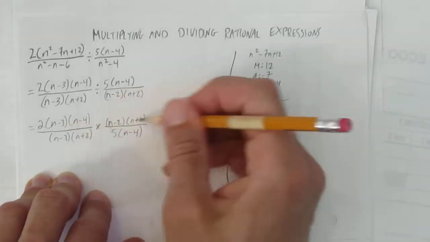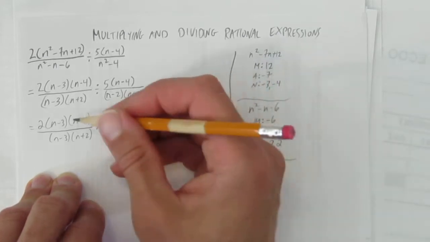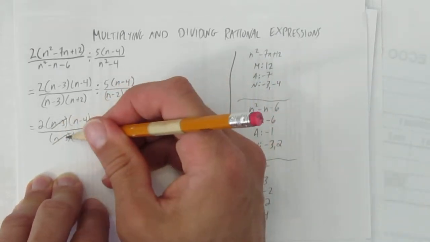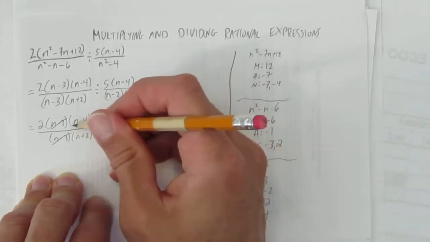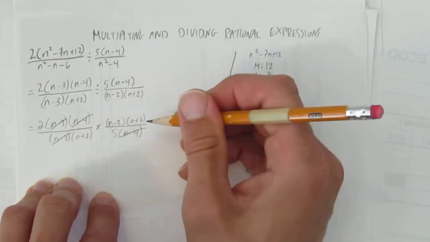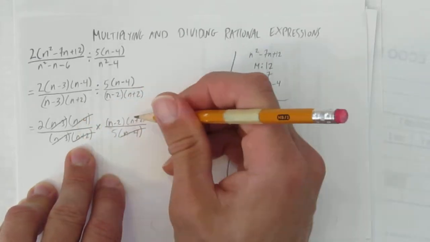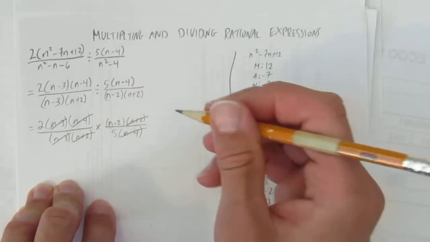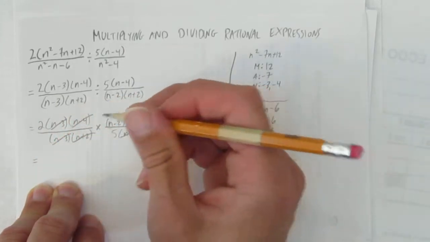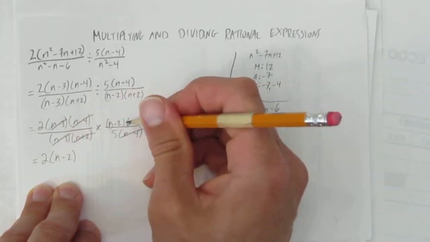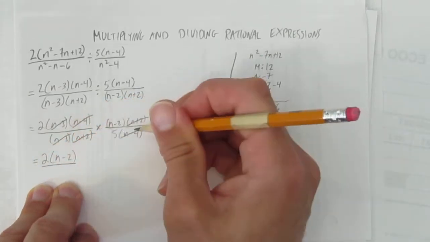Now cancel out. It's all timesing, so cancel out any factor on top with a matching factor on the bottom. There goes the n minus 3. On top of here I have an n minus 4 and an n minus 4, so they cancel. And here I have a matching n plus 2 top and bottom, so they cancel. What am I left with? On top, a nice simple 2(n minus 2), leave it factored, all over just 5.